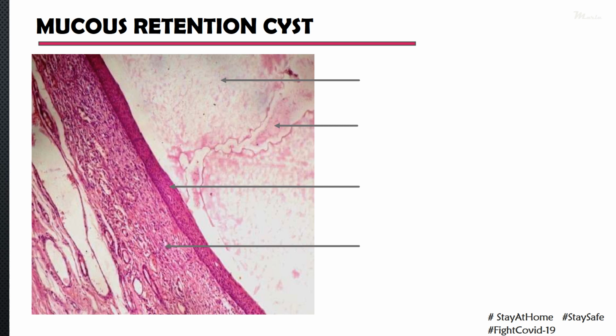Since we have already discussed the various parts of cysts and discussed the pathogenesis of mucus retention cyst, it would be easier to identify these structures. I give you 1 minute to label these 4 structures.